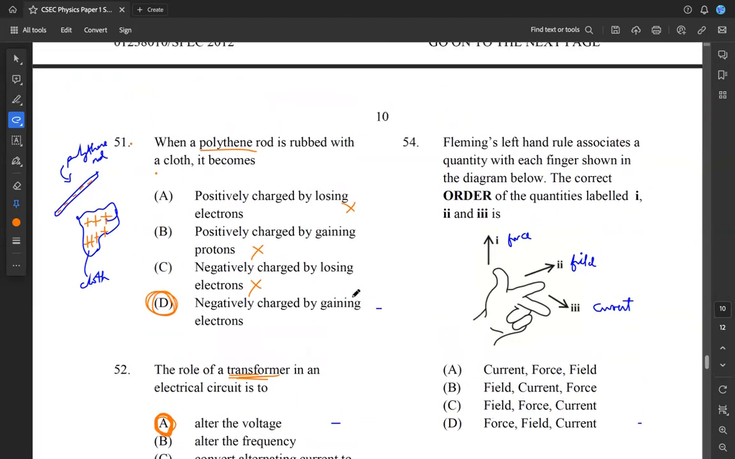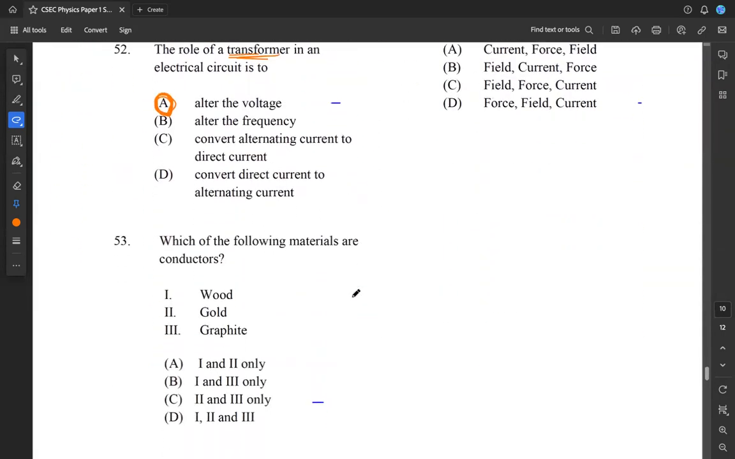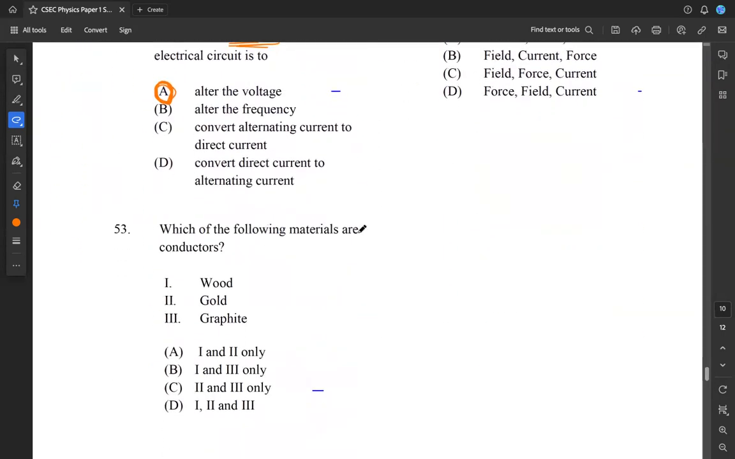Moving along now to 53. It says, which of the following materials are conductors? Well, we know wood is not a conductor, that's an insulator. There are no free mobile charged particles that can conduct. Gold is a metal, and metals have positive ions in a sea of delocalized electrons. So metals can conduct, and gold will be able to conduct.